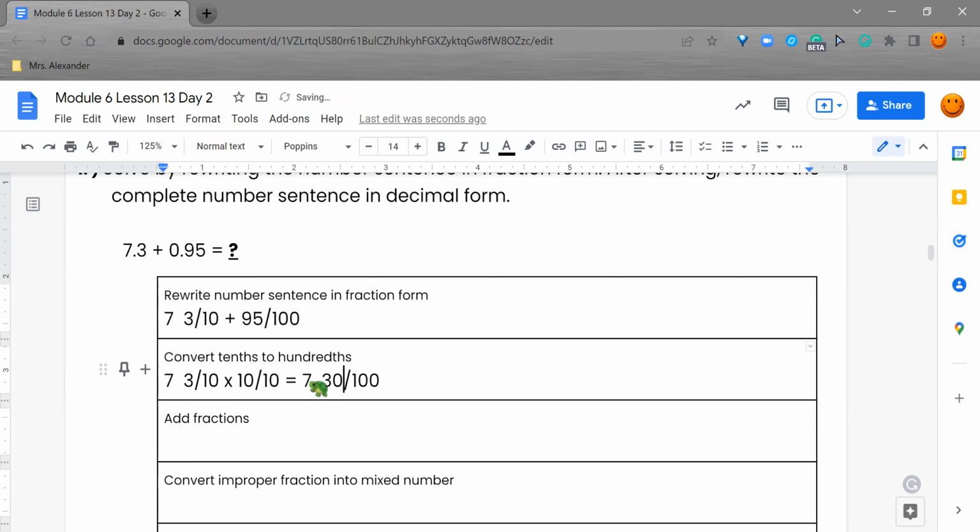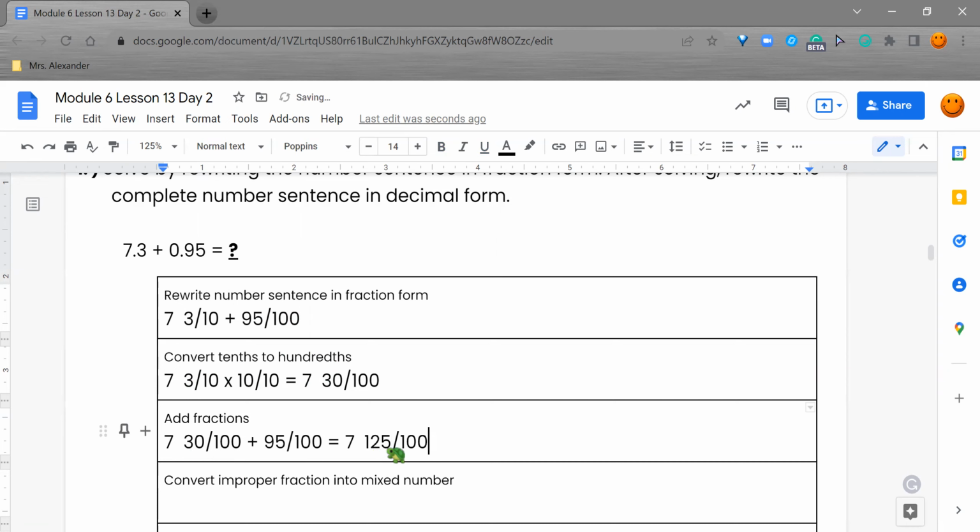Now I'm going to add this fraction and this fraction. So I'm going to have 7 and 30 hundredths, and I'm going to add 95 hundredths, which equals, first thing I'm going to do is going ahead, bringing over my 7. Okay? And then I'm going to add the 30 and the 95. I know 5 plus 0 is 5, but 9 plus 3 is 12. So right there is 125 over 100.